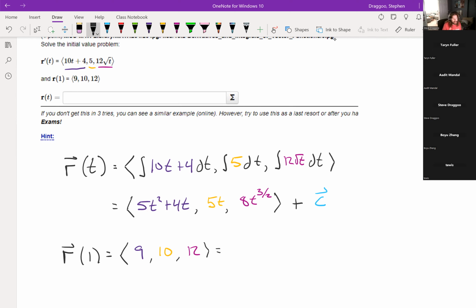Now we need to plug that number in to the piece that we have thus far. So plugging 1 in for t, I'll get 5 plus 4 in the first part, I'll get 5 in the y component, and I'll get 8 in the z component. And then I'm adding the c vector into that piece, C1, C2, C3, one for each component.